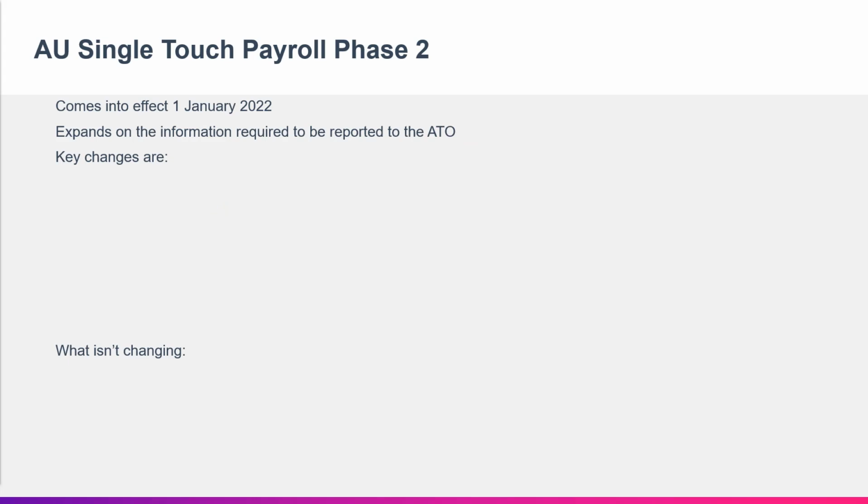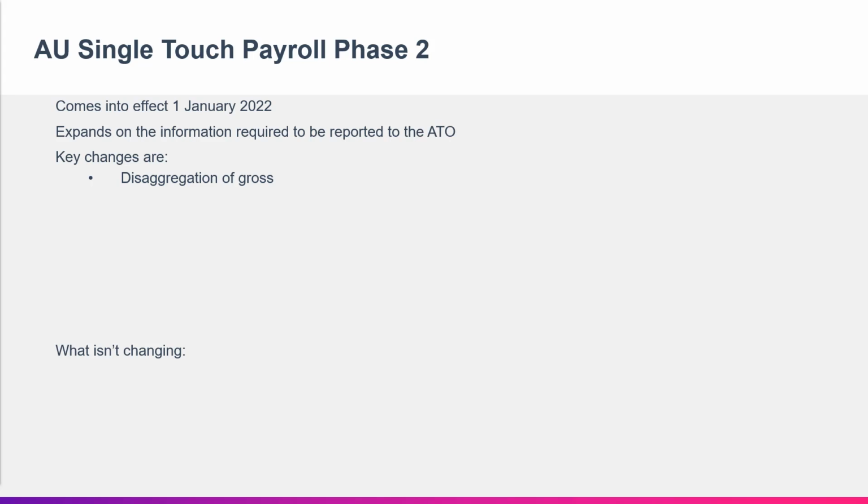So just a brief summary of the ATO Single Touch Payroll Phase 2 changes. It comes into effect on the 1st of January 2022 and expands on the information required to be reported to the ATO. The key changes are disaggregation of gross. For example, instead of reporting a single gross amount, this will now be split out into gross, paid leave, allowances, overtime, bonuses and commissions, directors' fees, lump sum W, and salary sacrifice, as some of these are treated differently for Social Security purposes.